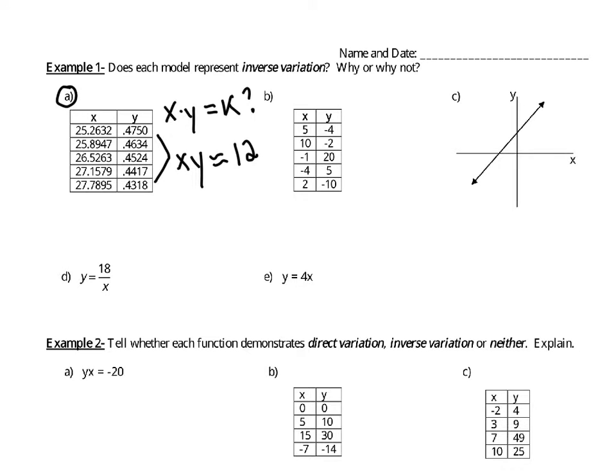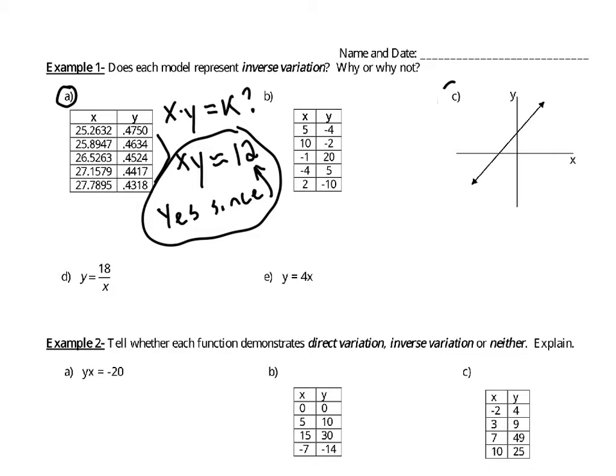Some are 11.999, some are 12.0001, something like that. Since they are very, very close to 12, we could say that this is a pretty accurate representation of inverse variation. So our answer for letter A would be yes, since x times y is approximately 12.